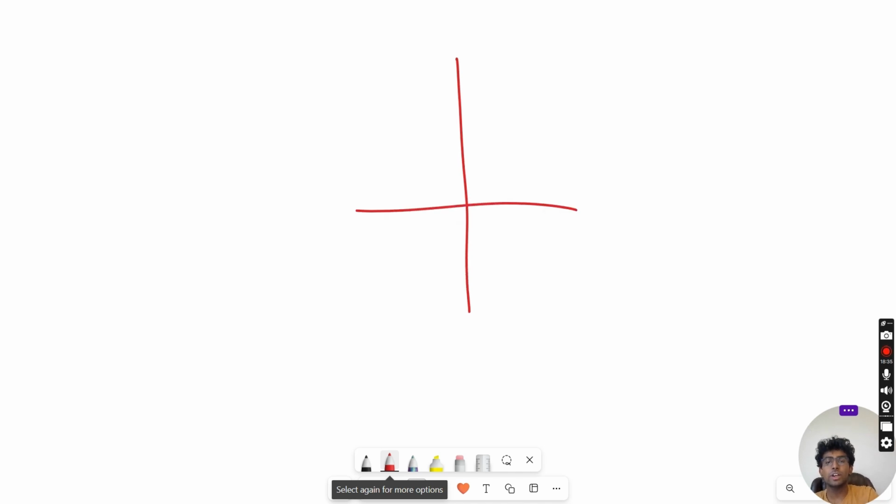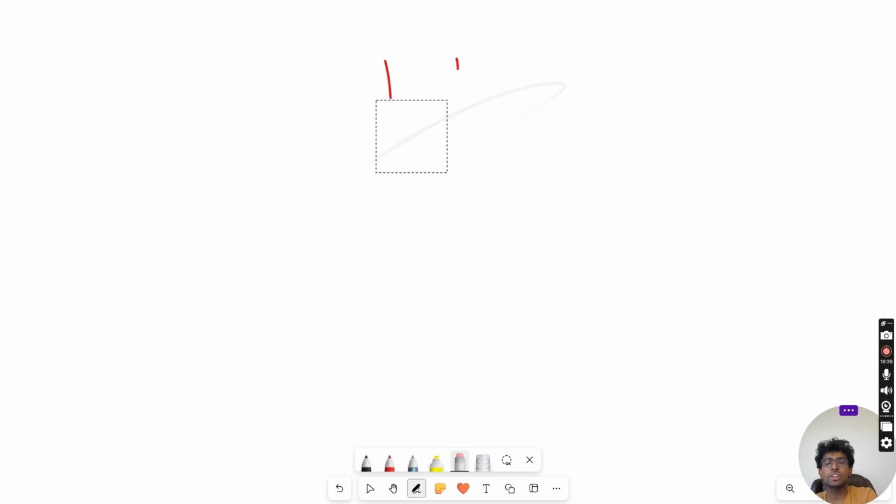An example of one that's not a function. Actually, no, that's a bad one. That is also a function.